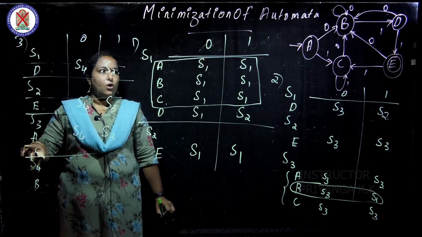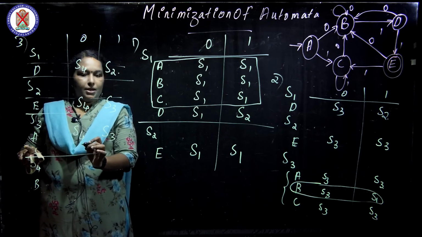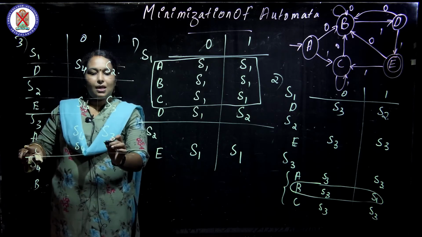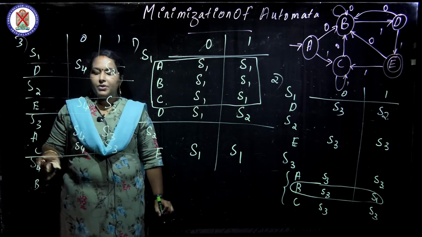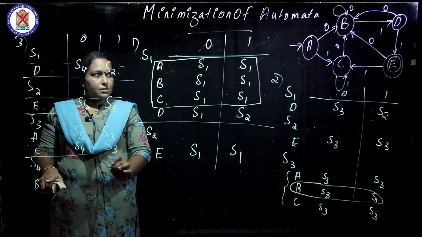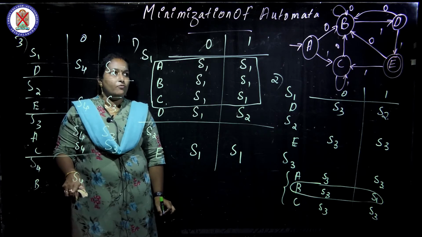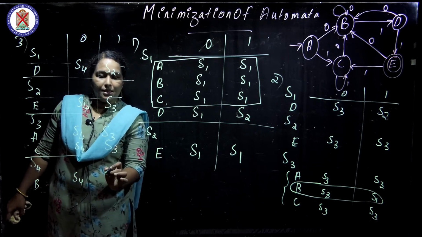Next one, C on 0 goes to where? B. B is in set S4. C on 1 goes to itself, that is set S3. Okay, next one, B on 0 goes to itself, that is set S4. B on 1 goes to D. D is in set S1.